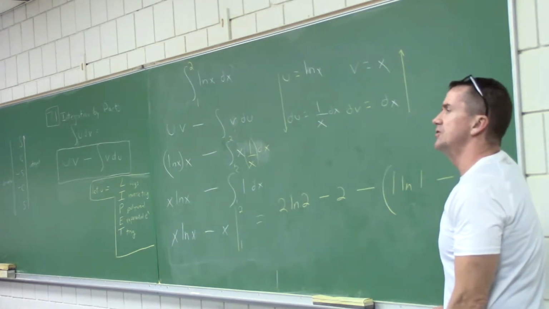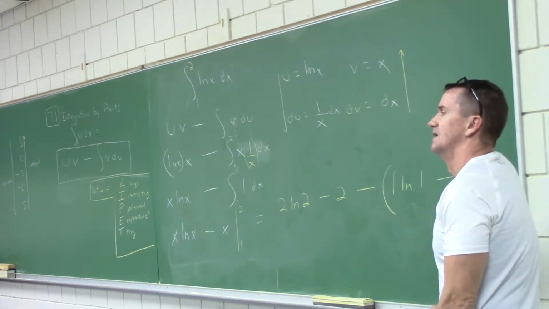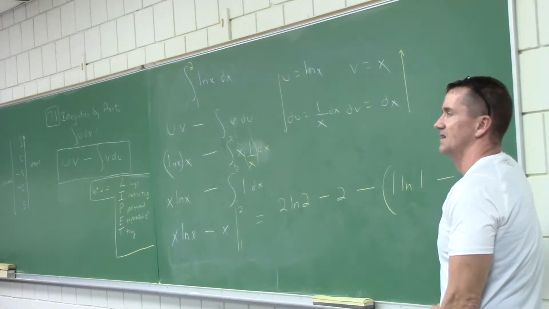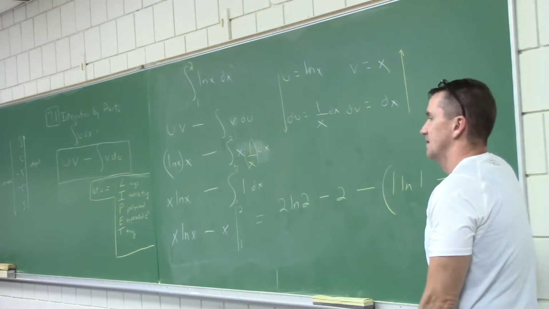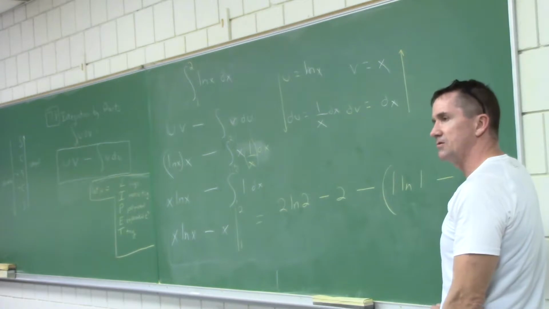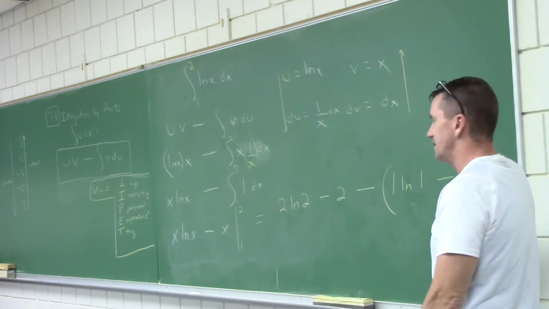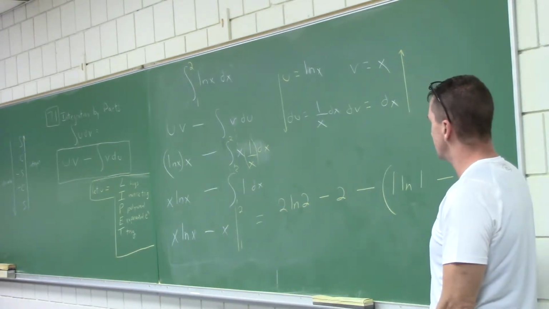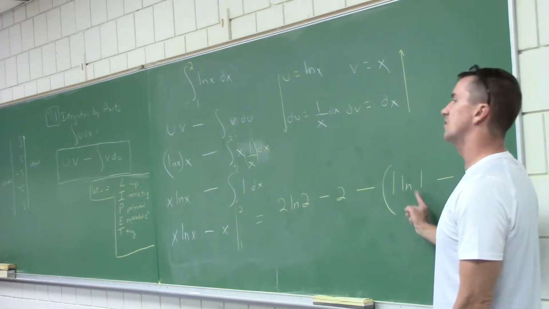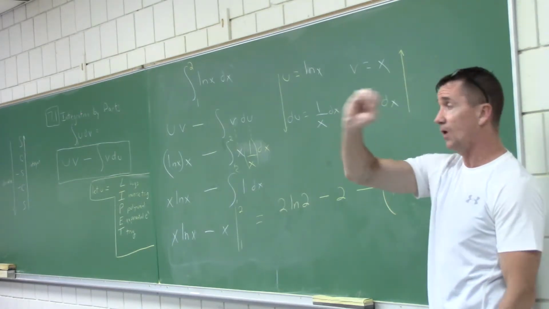Does everyone know why I didn't use 0? Natural log of 0 is what? Undefined, right? And later on in our course we talk about improper integrals. That topic comes up, but not now, so let's go from 1 to 2. All right, what is natural log of 1? Natural log of 1 is 0.